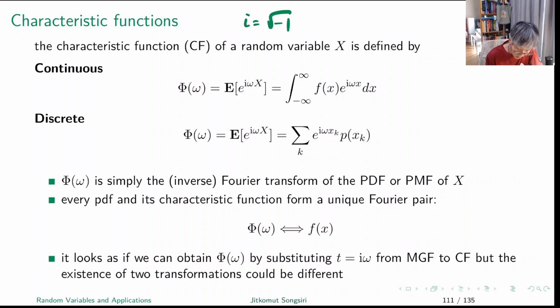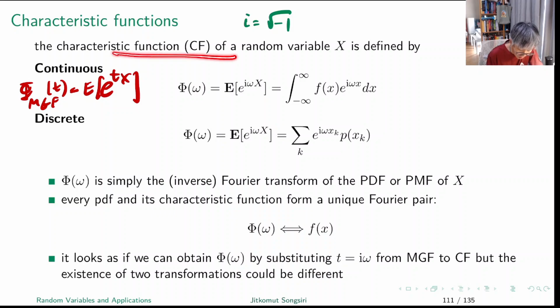As you can see, for the moment generating function we happen to use the same notation, phi. The MGF is the expectation of e to the tx. So for the definition of the characteristic function, it looks as if we replace t with i omega. But the concept is different, because for the CF you're taking the expectation of a complex number, so what you interpret here is actually a complex integral.